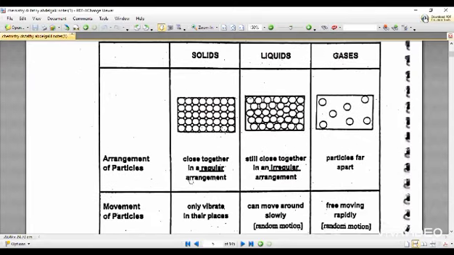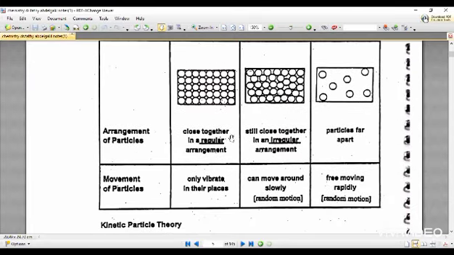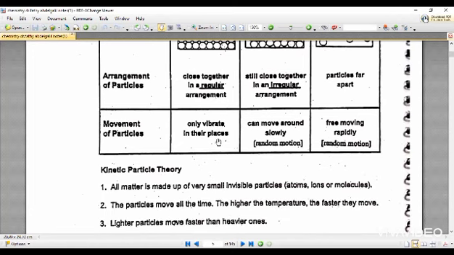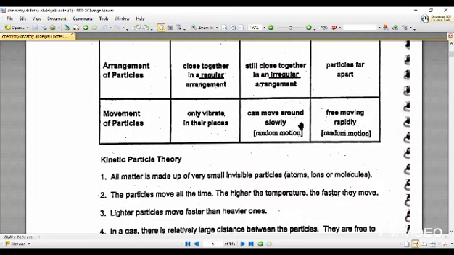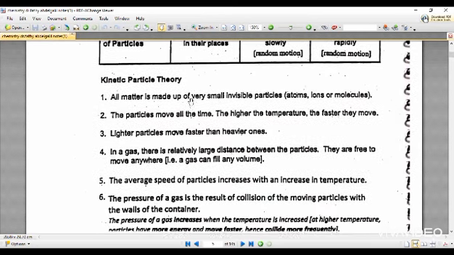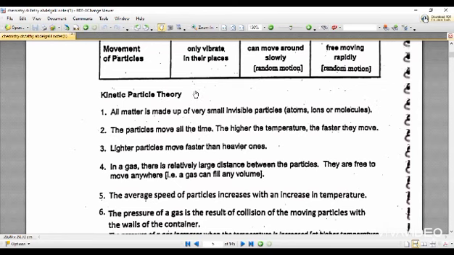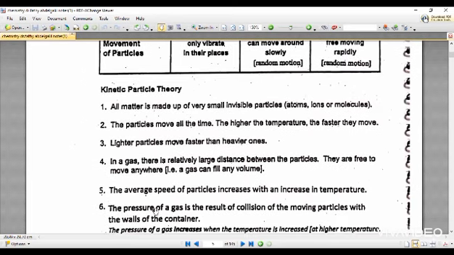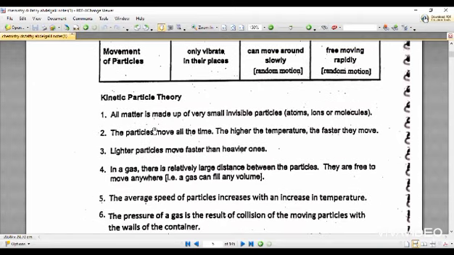And this we talked about, which is the arrangement of particles: close together in a regular arrangement, still close together in an irregular arrangement, and far apart. Movement of particles: they only vibrate in their places, can move around slowly, and move freely and rapidly. So let's now briefly review what is called kinetic particle theory. This theory has the following aspects, which we talked about previously, and some of them can be proved.